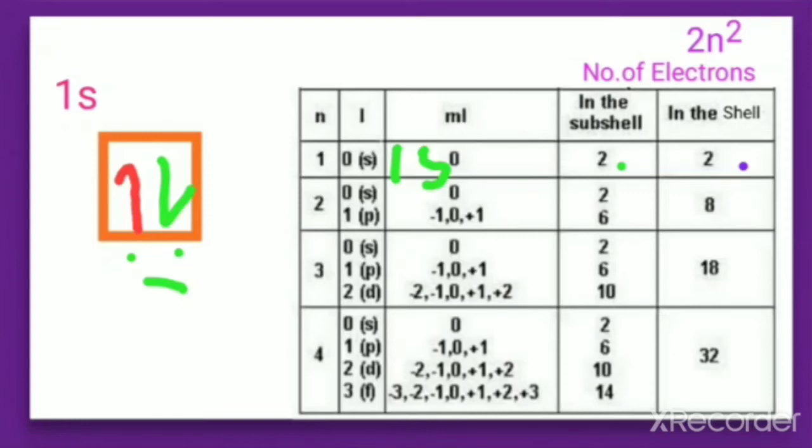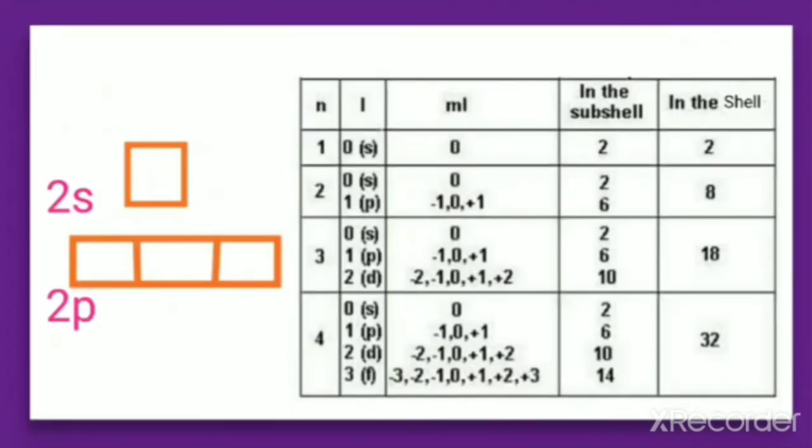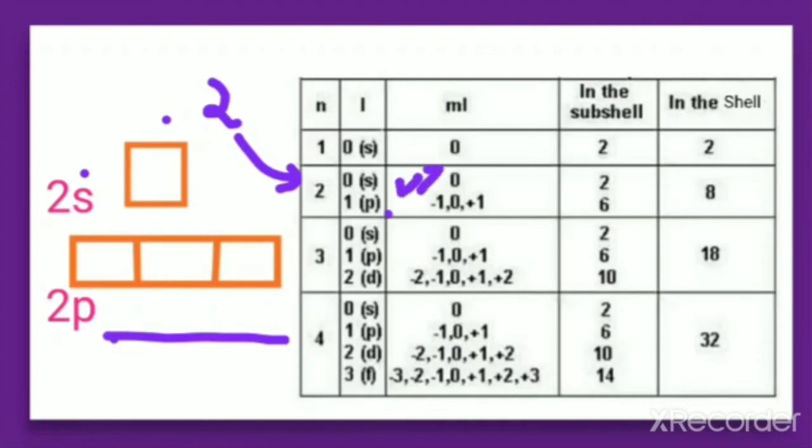Now let us take another case, then it will be more clear. Let us talk about the second shell. In the second shell, we know that there are two subshells, 2s and 2p. For the s, we make a single box, and for the p, we make three boxes. The second shell means the principal quantum number is 2, so we are talking about the second row in the table.